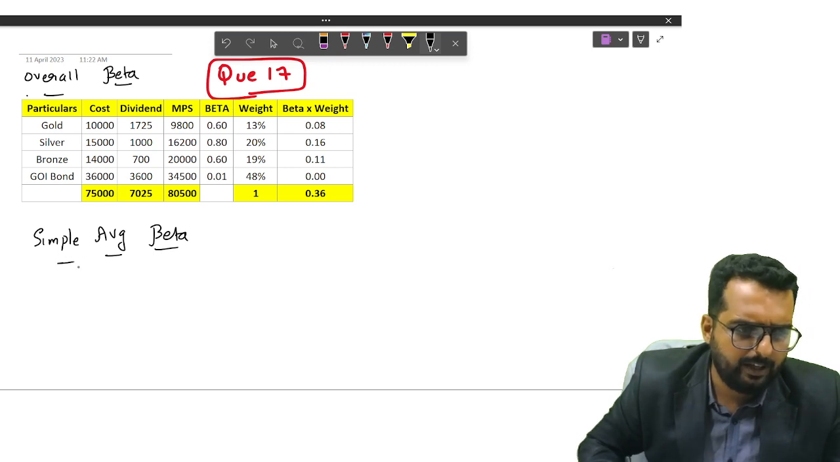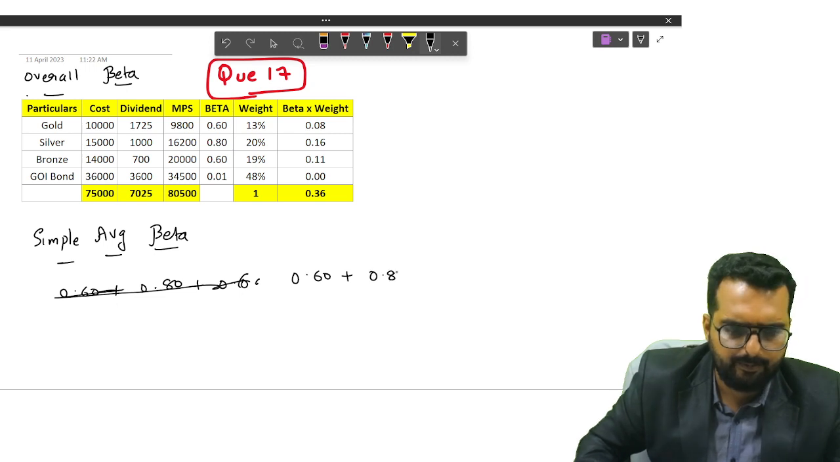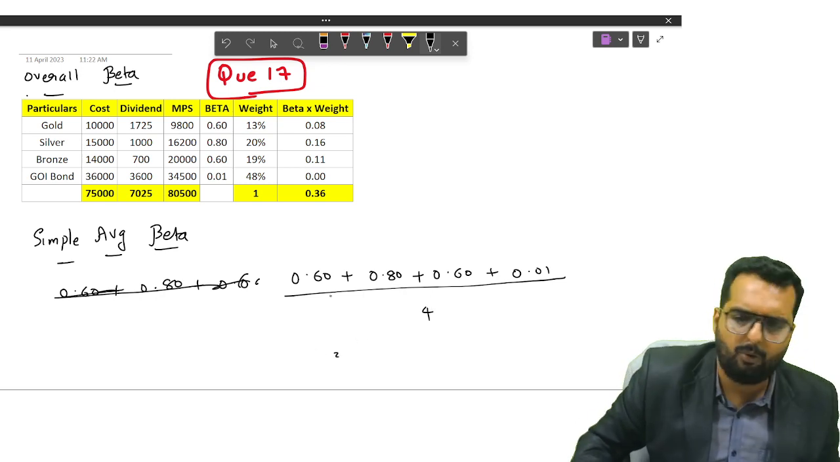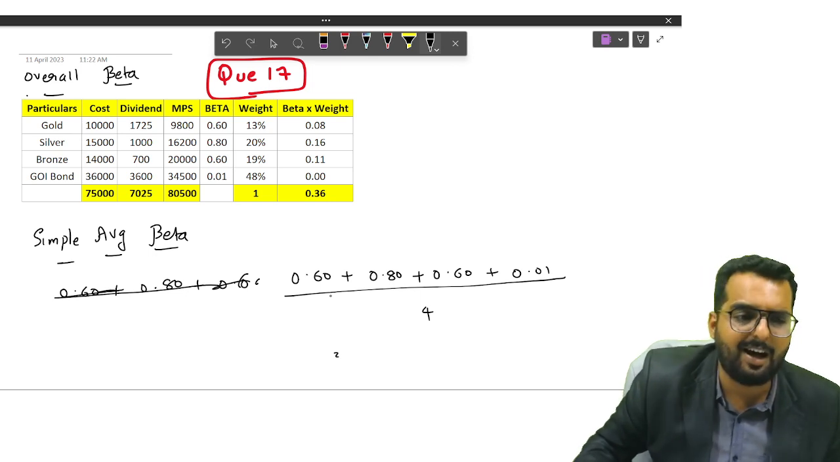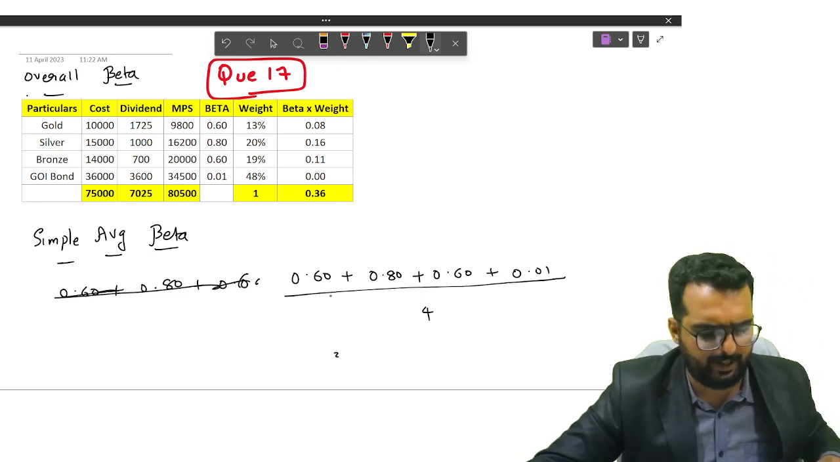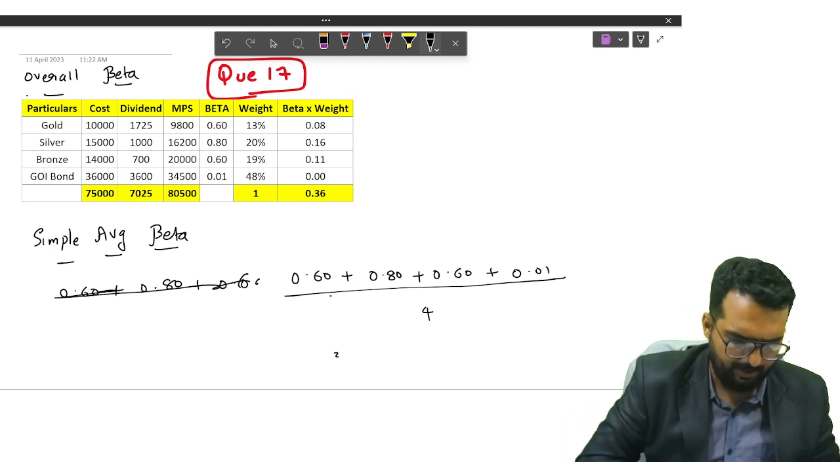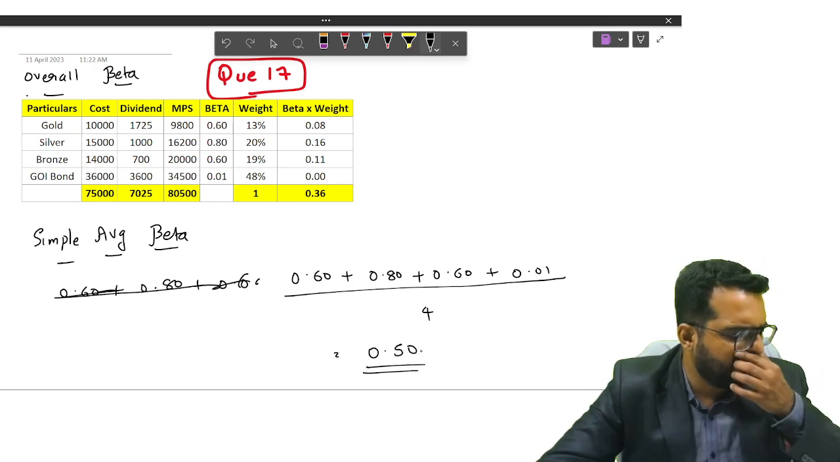How do you work out the simple average beta? 0.6 plus 0.8 plus 0.6 plus 0.01 whole divided by 4. What is the overall average beta that they are getting over here? Yes, sir, GOI is considered as RF, so hence they have taken only 0.01 over there. So what is the answer you get? Do you get the average as 0.50 approximately, friends?